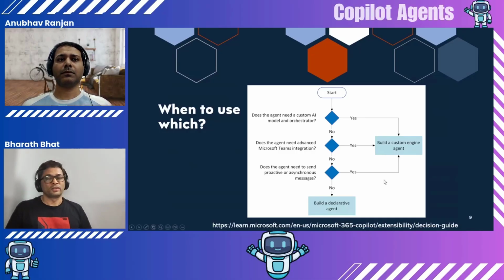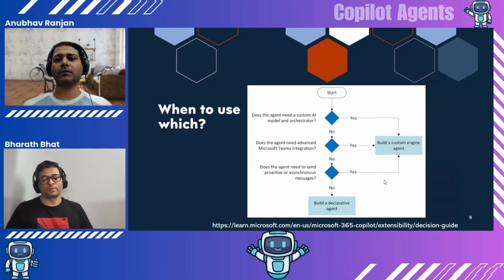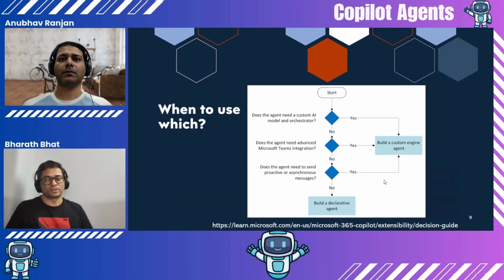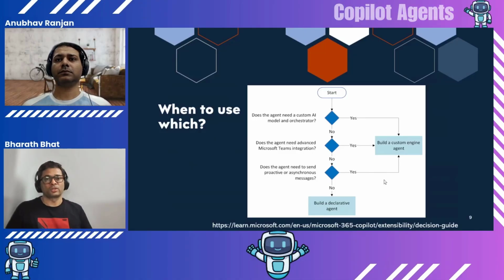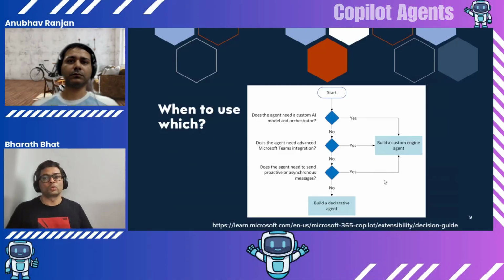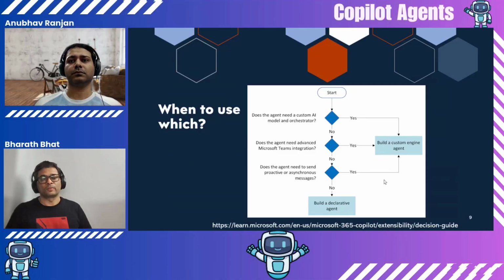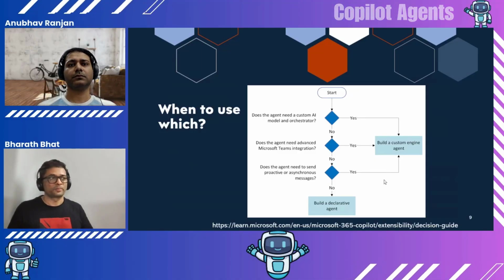Does this agent need a custom AI model or an orchestrator? If the answer is no, then it means you are still looking at building a declarative agent. Otherwise, you want a custom engine agent, because that's where you can use your own model or your orchestrator.